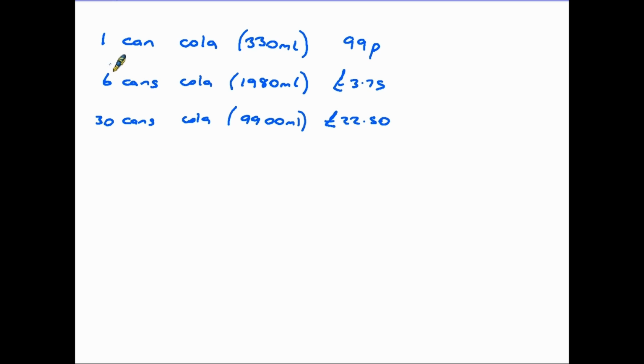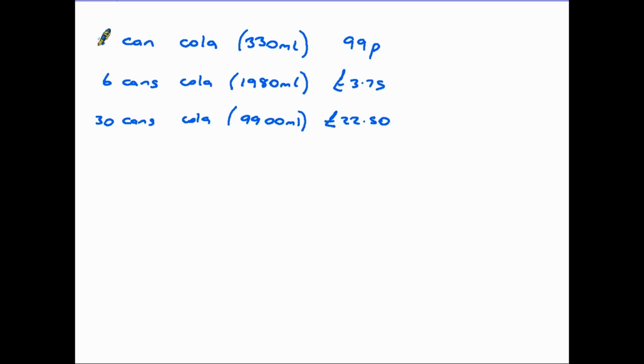So if I want to buy a single can, I can do so for 99 pence. I can, however, buy a six pack of cola. That would cost me £3.75, and I've worked out the total amount, six times 330, is 1,980 millilitres. 30 cans, which works out at 9,900 millilitres, is £22.50.